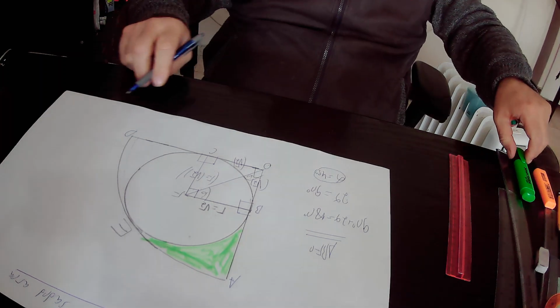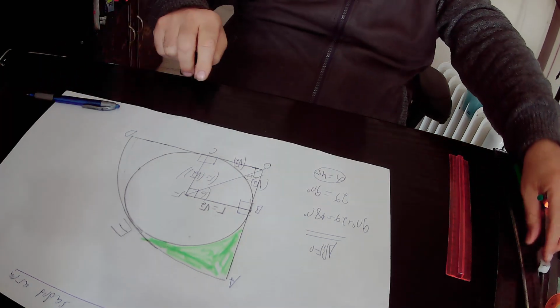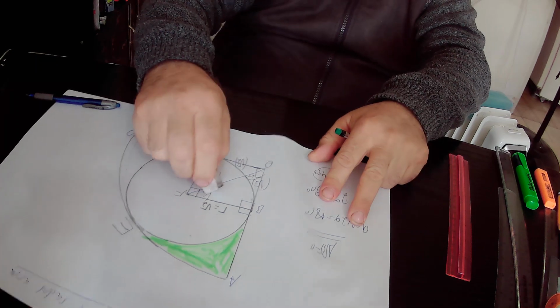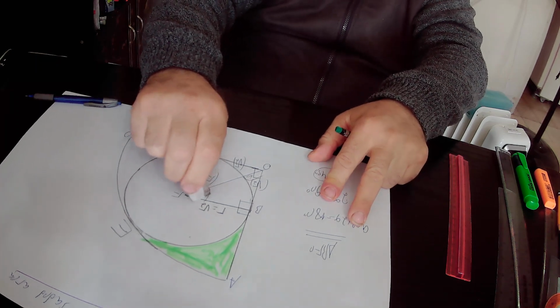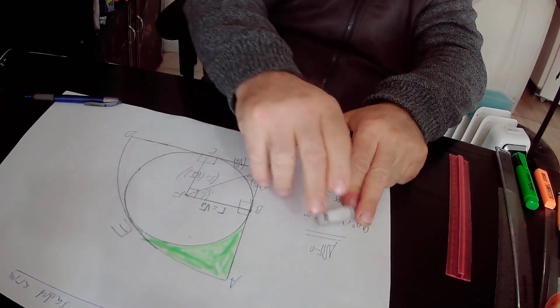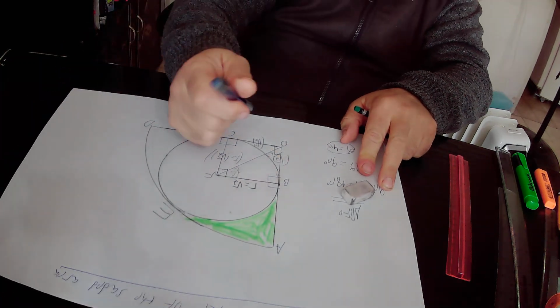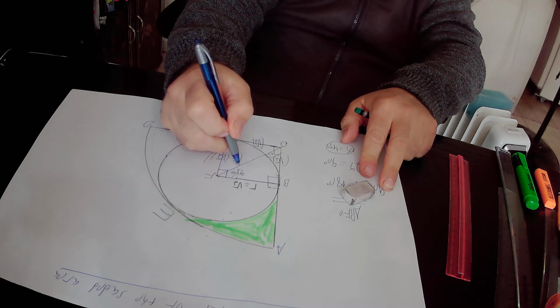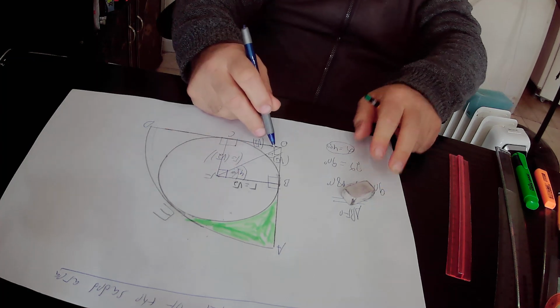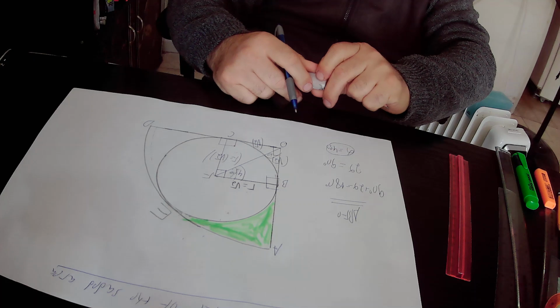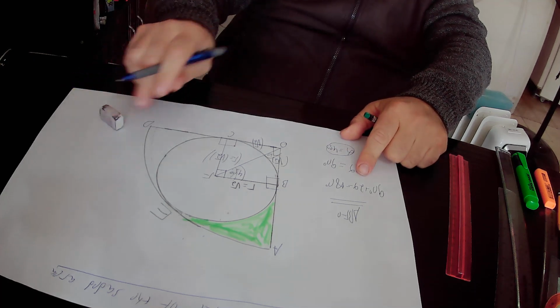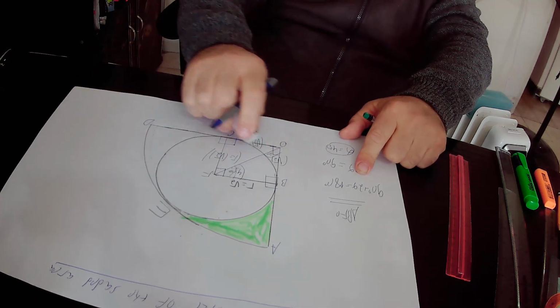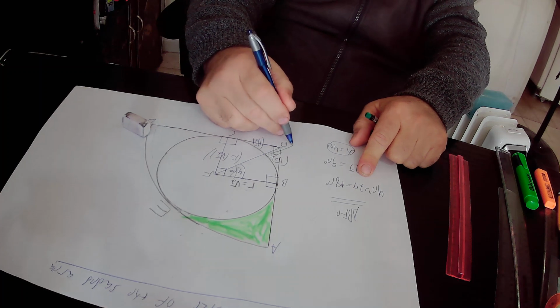So actually, this is angle alpha that is equal to 45 degrees in its size. And this is also angle alpha, equal to 45 degrees.